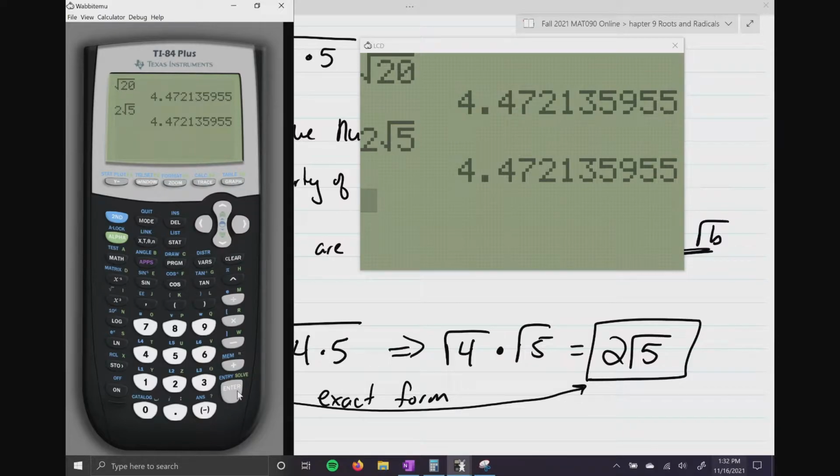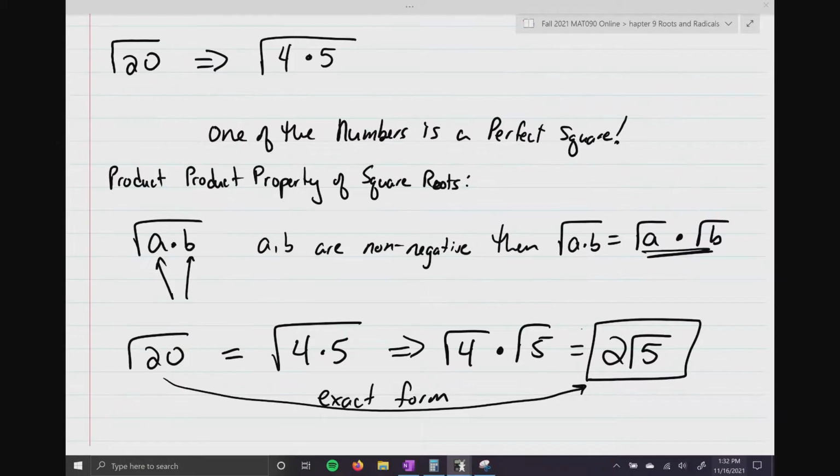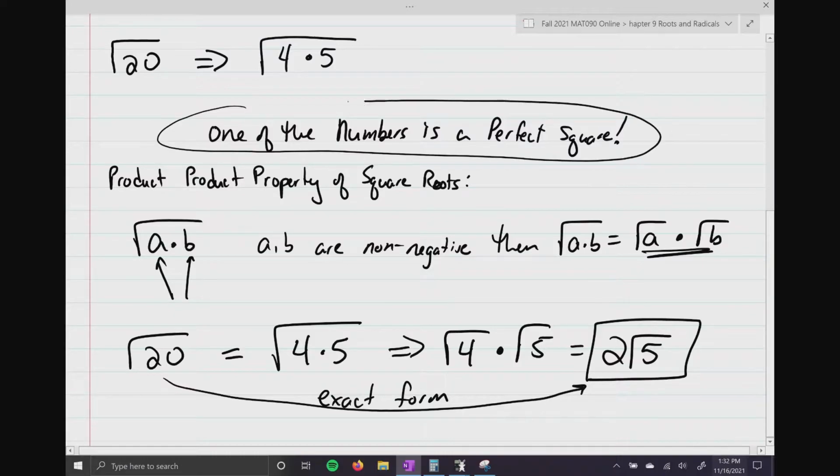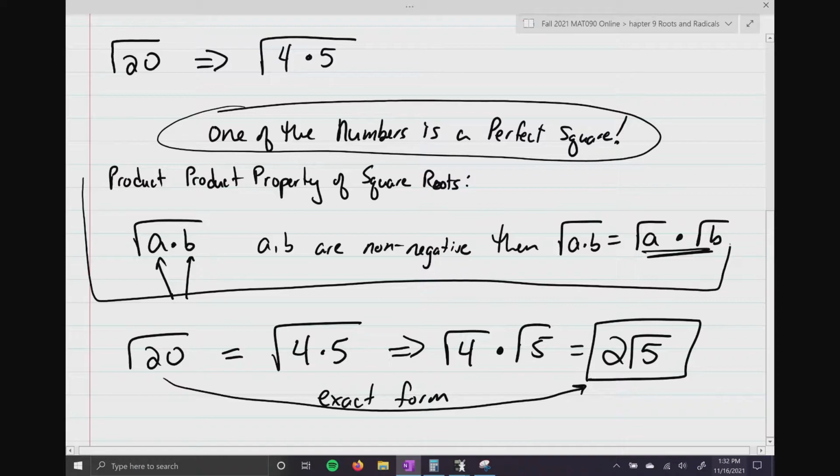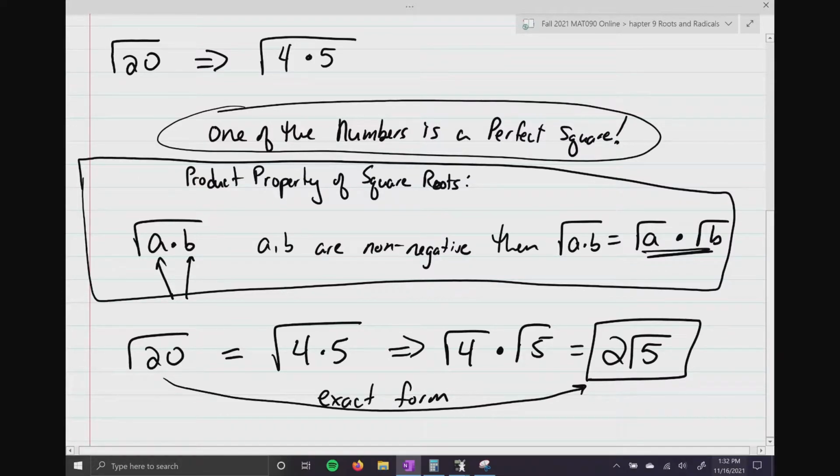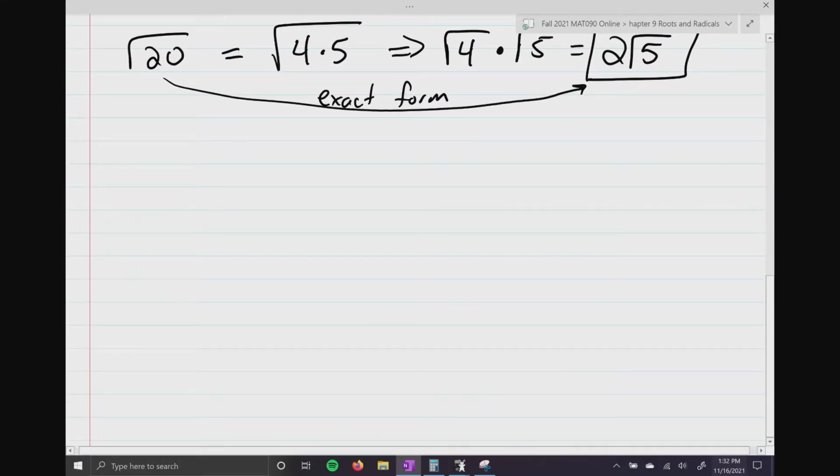So, as I said earlier, the key to this is finding numbers that are perfect squares, and then you want to apply this product property. Why did I write product twice? The product property of square roots. So, I know it's a lot easier said than done. So let's go ahead and do just a bunch of examples right now.